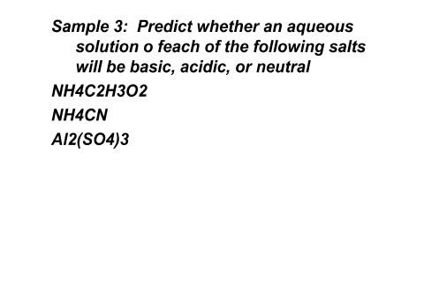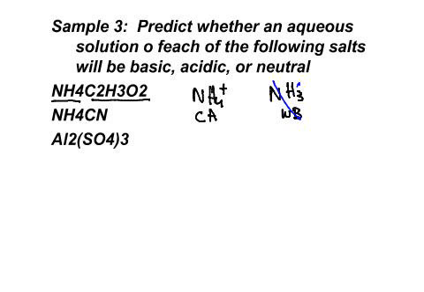I have ammonium and I have acetate. Ammonium is the partner of who? Ammonia, and ammonia is a weak base. So ammonium is its conjugate acid. We don't have ammonia, we have ammonium. So that makes it a weak acid, right? But we also have acetate, which comes from acetic acid, which is a weak acid.